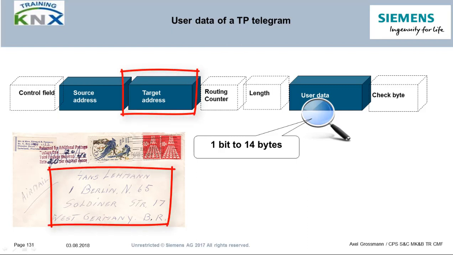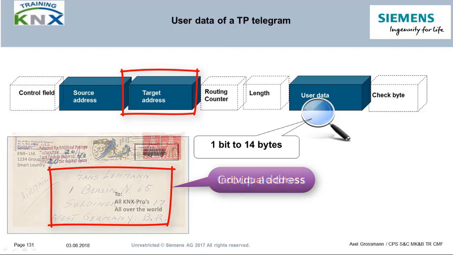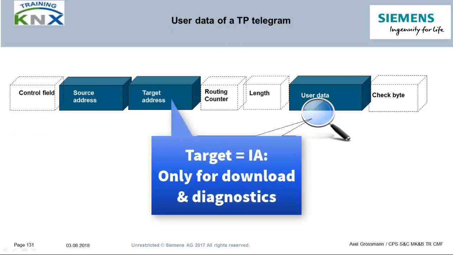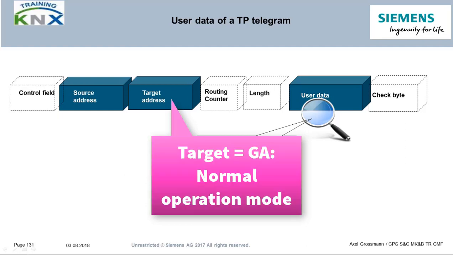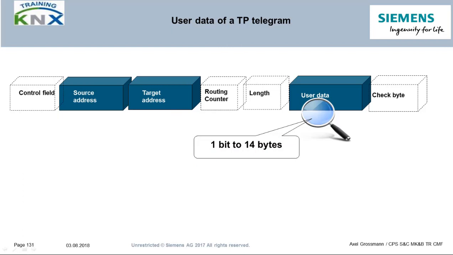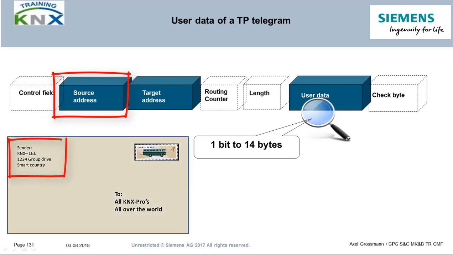In KNX, destination addresses can be individual or group addresses. The individual address is, as we have learned already, only required for commissioning and diagnostics. The normal operation mode is covered by the group addresses. Still, in each telegram, a physical address is included. It is the source address, the address of the sender.